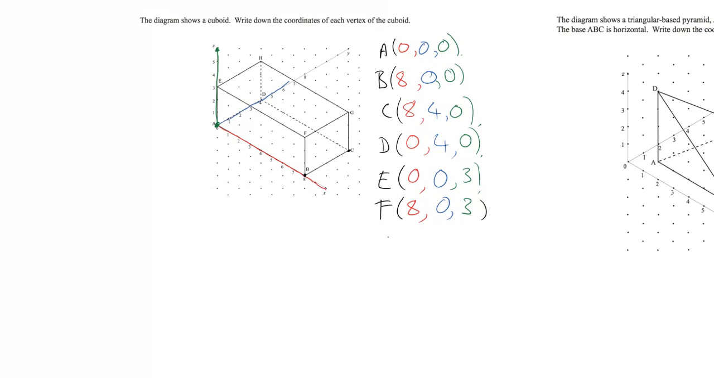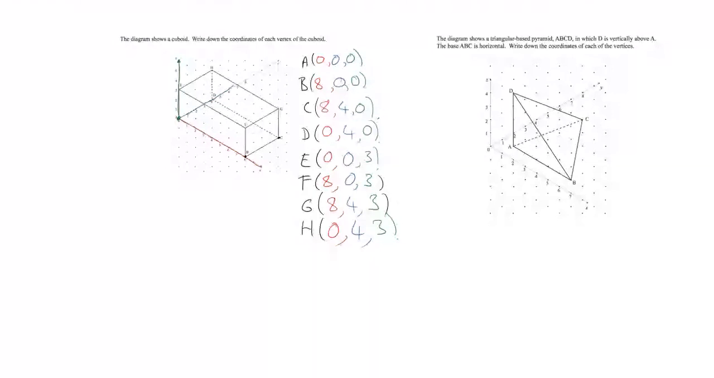Right, moving on. Let's do G. So take a look at G. G has an x coordinate at 8. It has a y coordinate of 4. It has a z coordinate of 3. And finally, let's just finish this off by looking at H. H has an x coordinate of 0. It has a y coordinate of 4. It has a z coordinate of 3. Okay, so those are the coordinate points in 3-dimensional space. Let's move on and see if we can work out one final question.